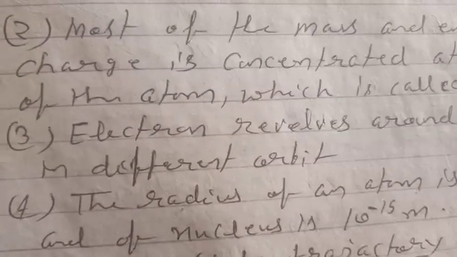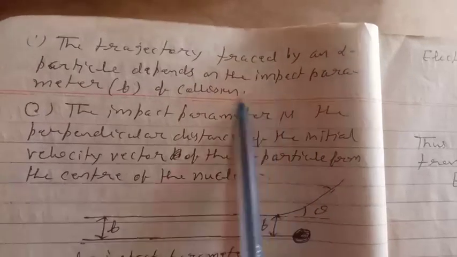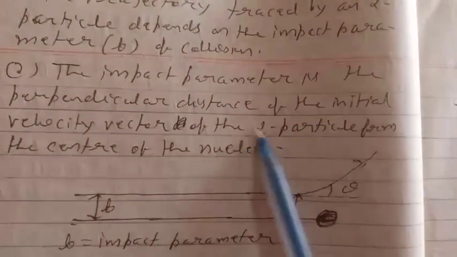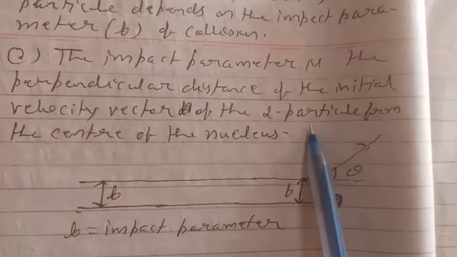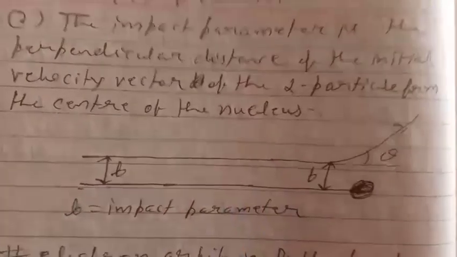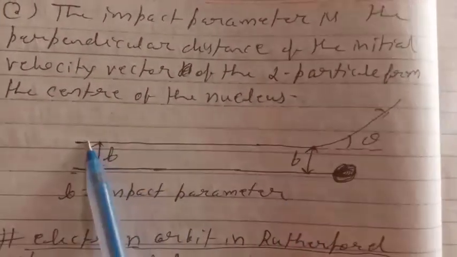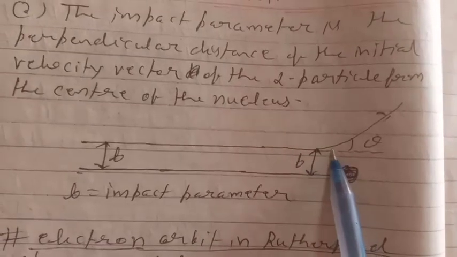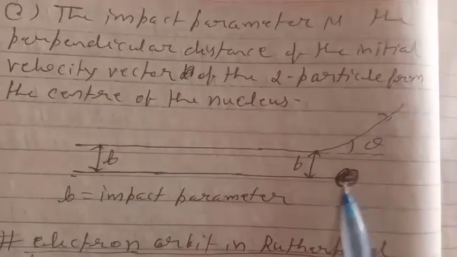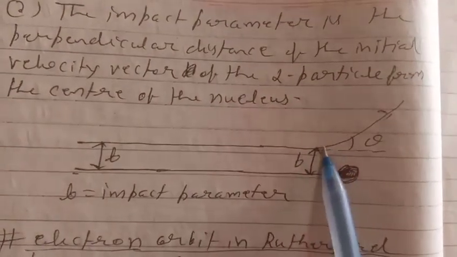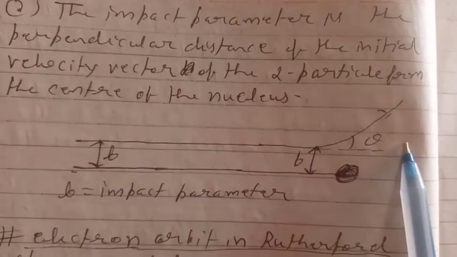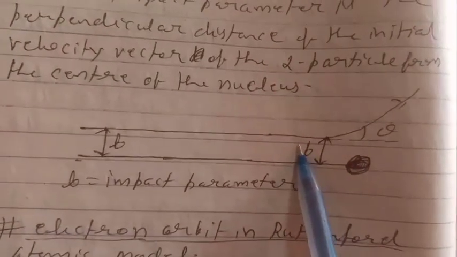Now, alpha particle trajectory. The trajectory traced by an alpha particle depends on the impact parameter b of the collision. The impact parameter is the perpendicular distance of the initial velocity vector of the alpha particle from the center of the nucleus. This is the center of the nucleus and this is the initial velocity direction of the alpha particle. Here it is deflected due to the effect of the nucleus. So this perpendicular distance between the center and the direction of initial velocity of the alpha particle is called the impact parameter.